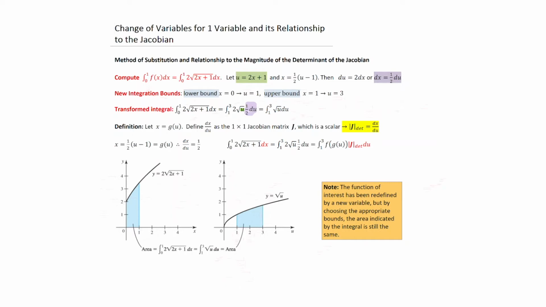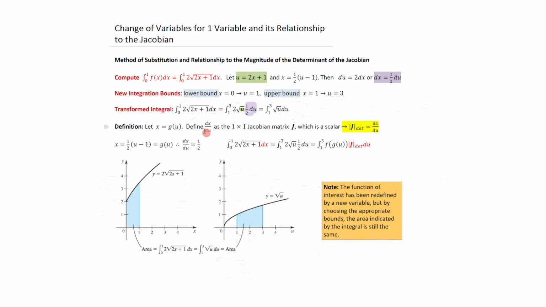Just keep it very generic. And we're going to define dx by du, which is the partial derivative, but it's on a 1-by-1 Jacobian matrix because there's only one variable, right? There's a mapping between x's and u, or u's to x's. And so this is just a one-by-one Jacobian.